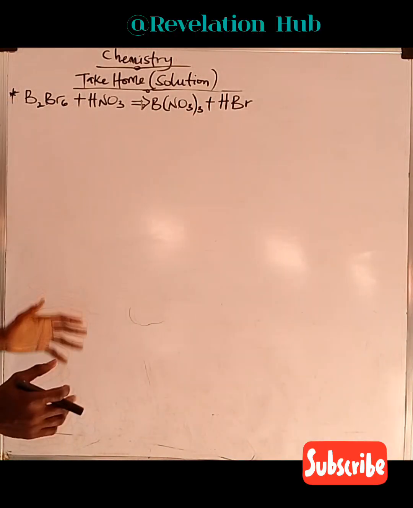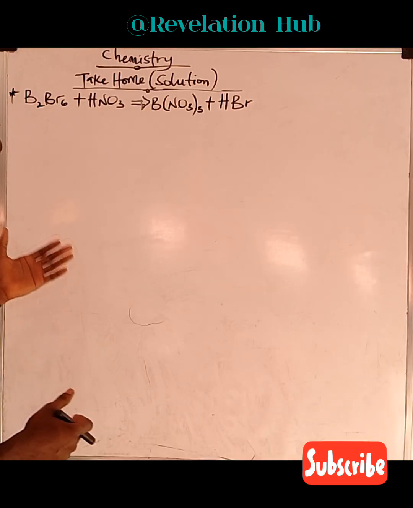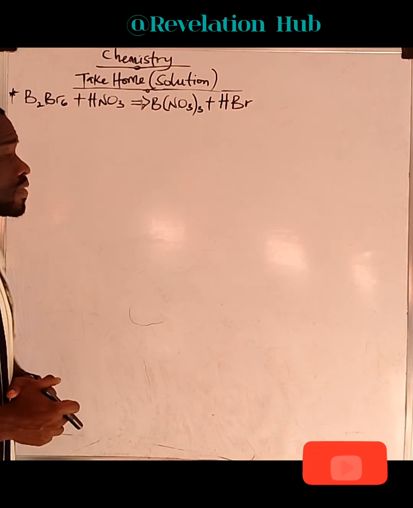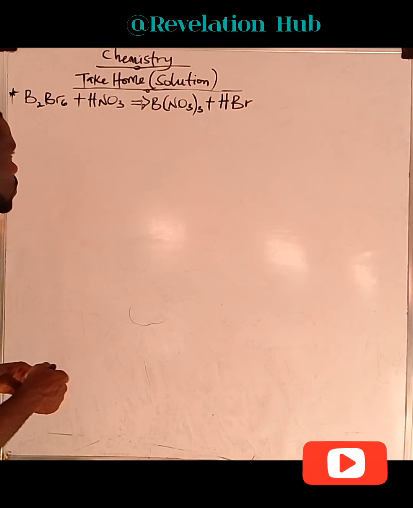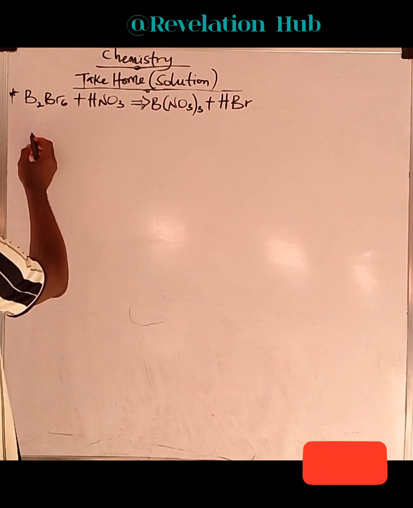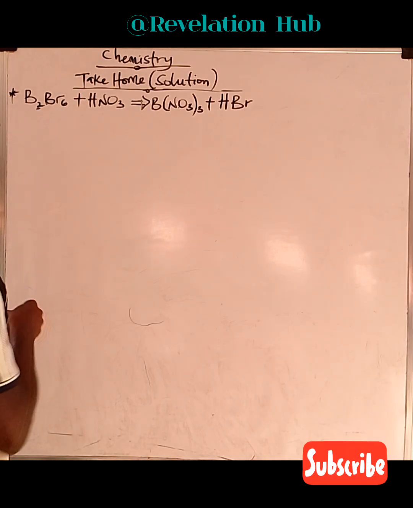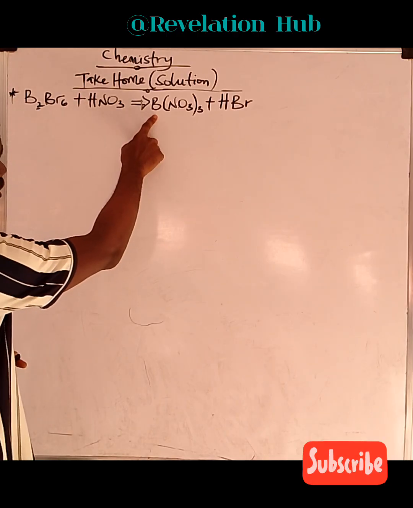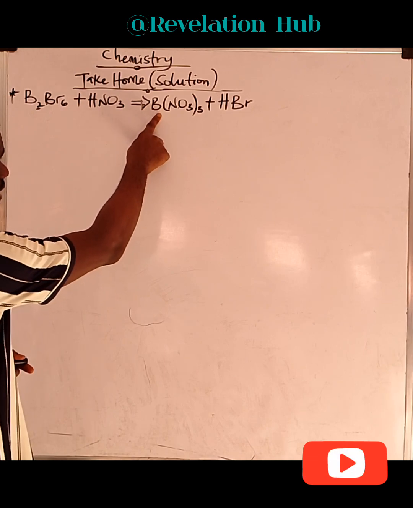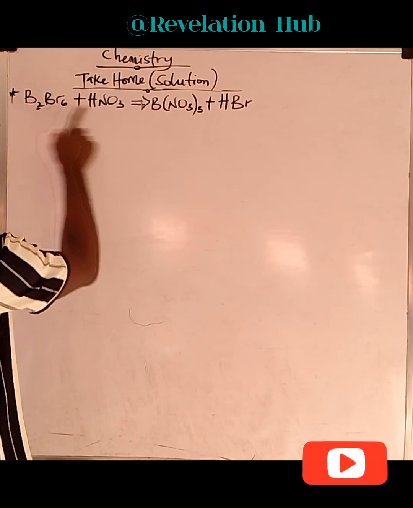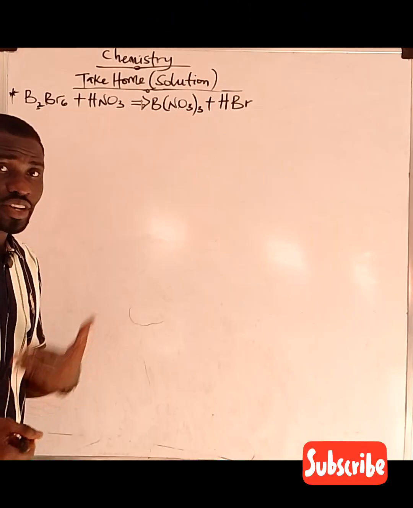So to save time, we're going to be using the second method, because this is quite a tricky one. First, let's see if this is balanced or not. If you look at the boron, we have two atoms of boron on the reactant side, and on the product end we have just one atom of boron. So boron is not balanced, which means this equation is not balanced.